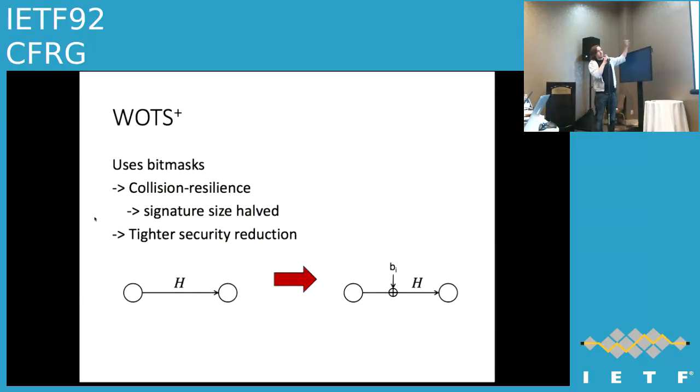So the difference between our Winternitz and the one used in the draft before is that it uses bit masks. If a chain is computed, before the hash function is applied, there's an XOR with a set of values which are in the public key. This allows us a security reduction without collision resistance, and hence we get half the signature size.